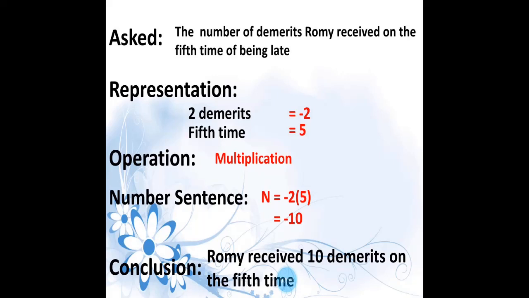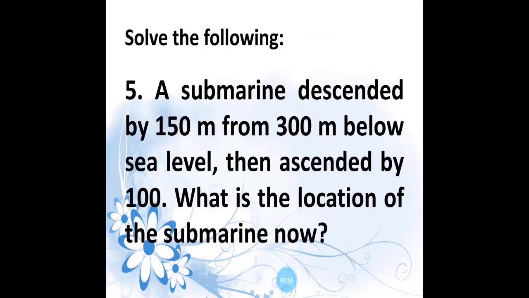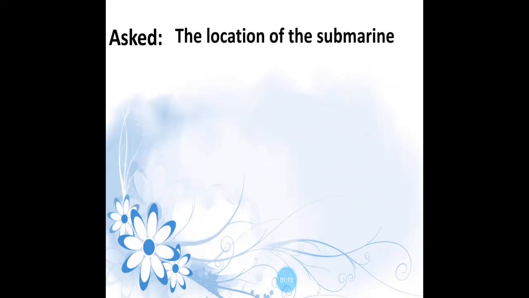Clear? Okay, next. For number 5, a submarine descended by 150 meters from 300 meters below sea level, then ascended by 100. What is the location of the submarine now? So, what is asked? The location of the submarine.